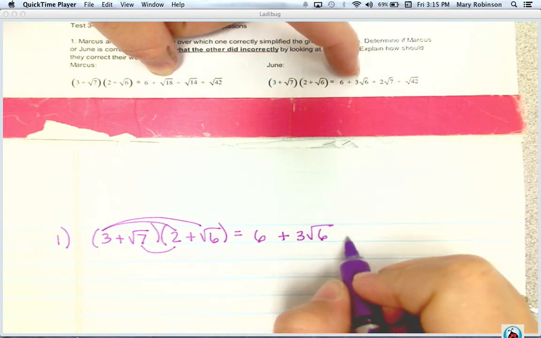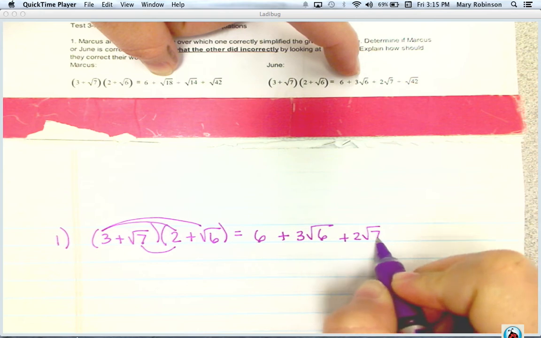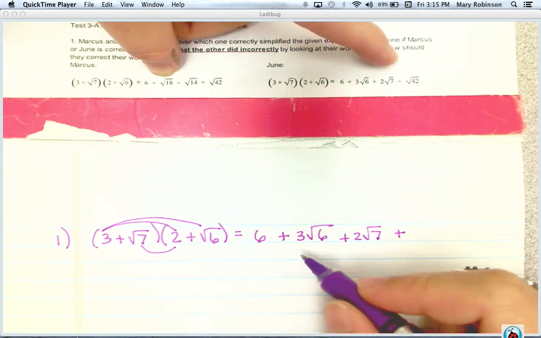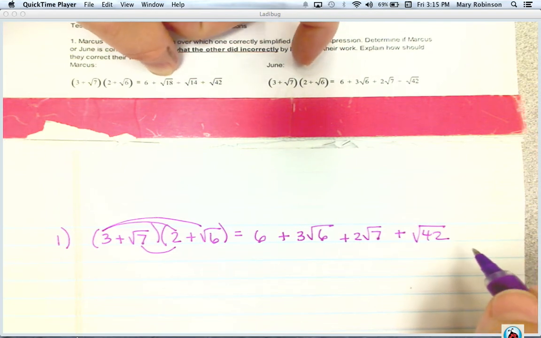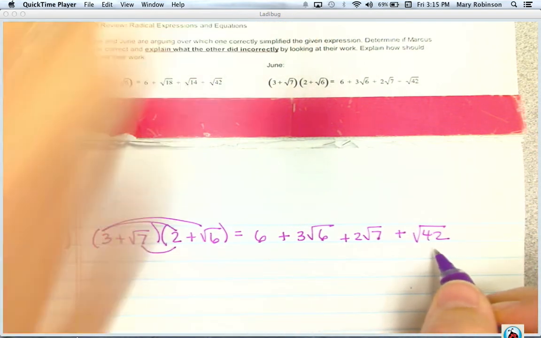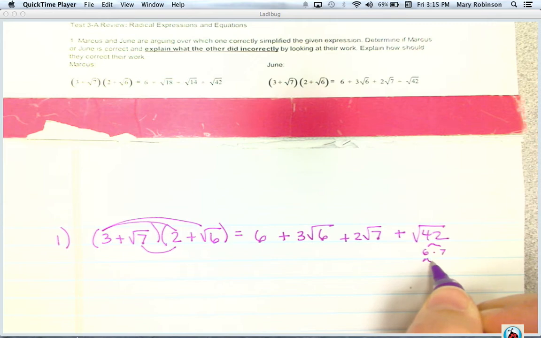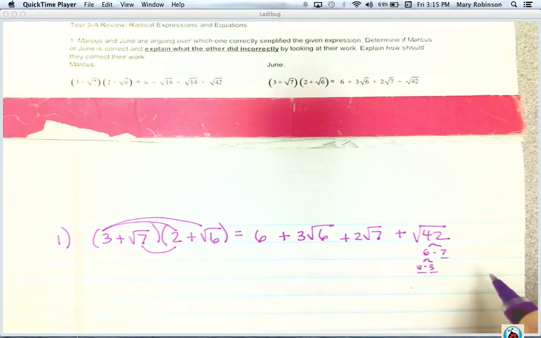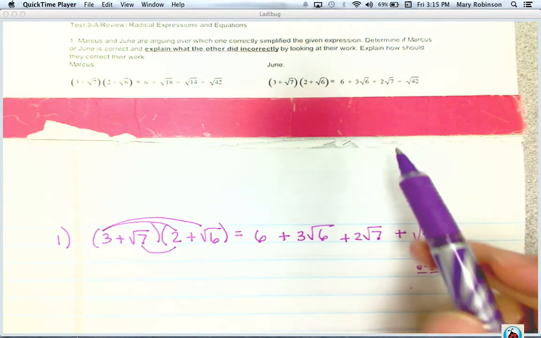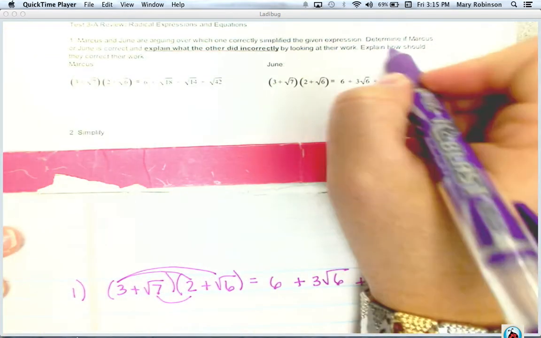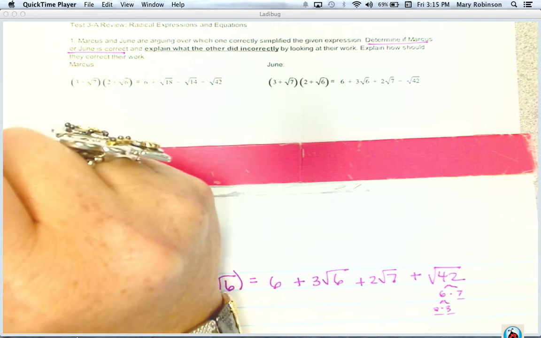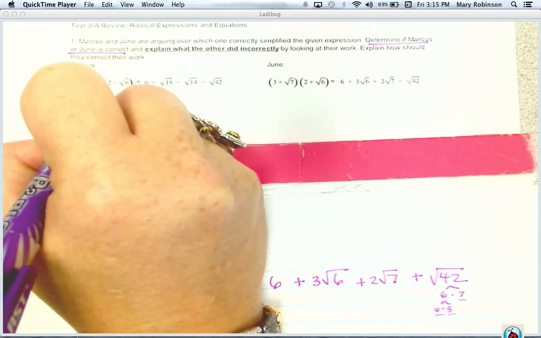Next, we would multiply the inner terms here. 2 times the square root of 7 is positive 2 square roots of 7. And lastly, we've got the square root of 42. And there's nothing we can combine. If we break down 42, we've got 6 and 7, 2 and 3, but nothing simplifies, so this is the most that can be done. So June is correct. So it says determine who is correct. So we need to state that June is correct.